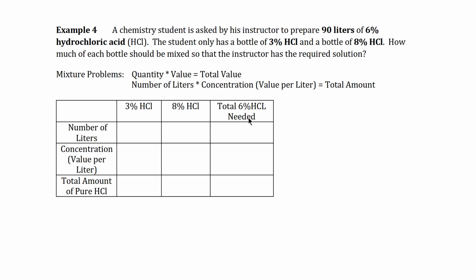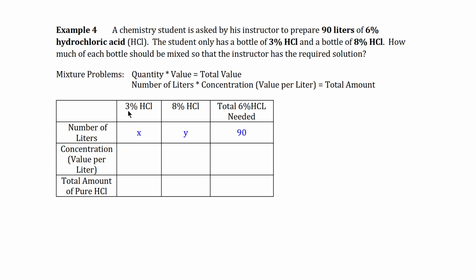Alright, so let's start filling in the table. According to this problem, we need to figure out how many liters of each bottle we should mix so that we can get the required solution. That means that we don't know the number of liters for each bottle to mix together. So I'm going to use X to represent the number of liters that we need for 3% HCl, and I'll use Y to represent the number of liters we need for 8% HCl. Now the instructor is asking for 90 liters of 6%, so this is the total amount of liters that we need.